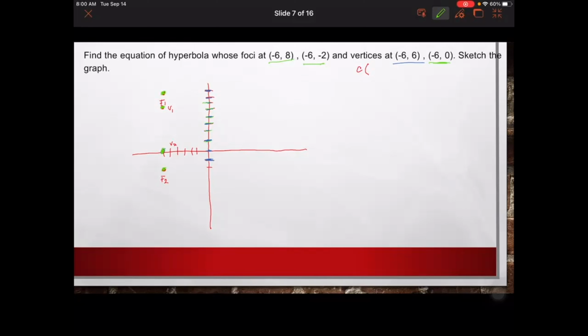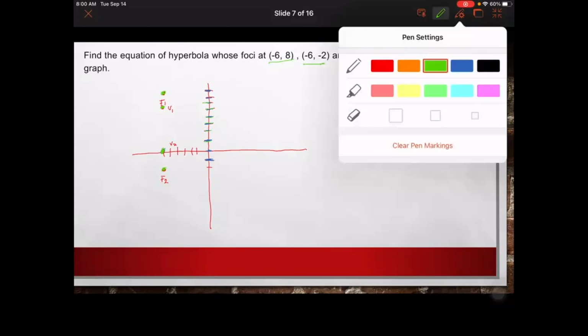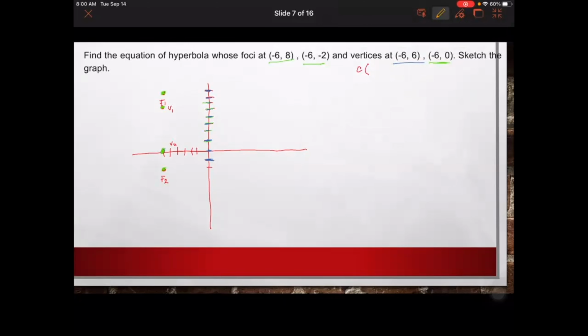Tapos, we will have here the center. Finding for the center. So, kanina, binilang natin na from F1 to F2, meron siyang 10. So, kukuha tayo ng pinakagitna. So, from F2, bilang tayo ng 5. So, this is 1, 2, 3, 4, and 5. So, ito yung katapat niya. Ito yung ating center.